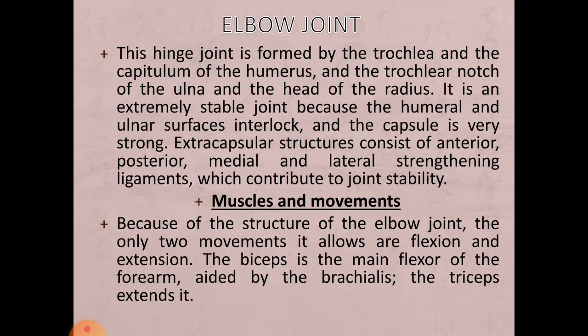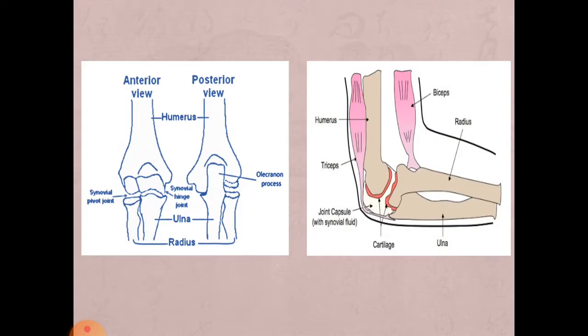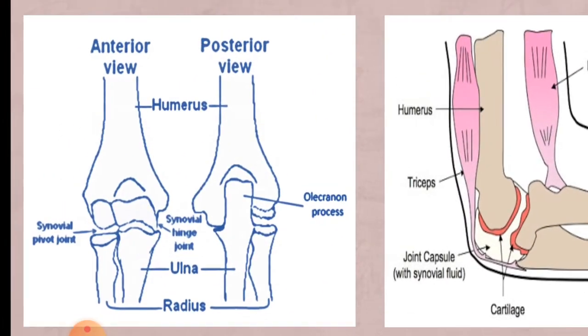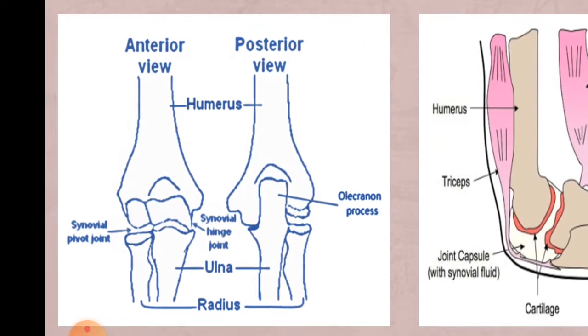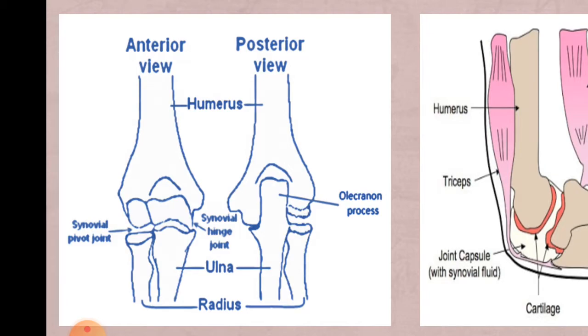Next we have the elbow joint, and this is how the elbow joint is formed. On the anterior view you can appreciate the formation of the elbow joint by three bones, and these are the radius, ulna and the humerus. The parts of these bones involved in the formation of the elbow joint are the head of the radius, the trochlear notch of the ulna, the trochlea of the humerus, and the capitulum of the humerus.